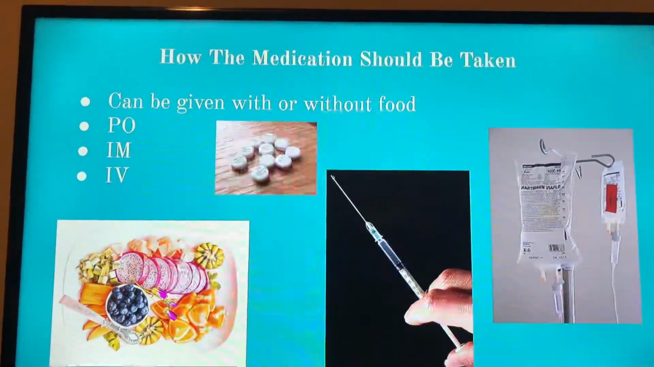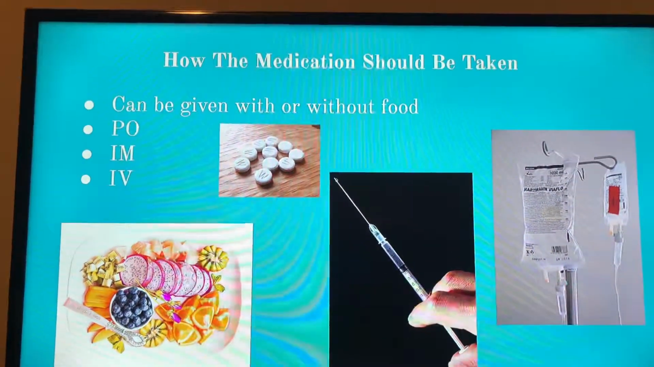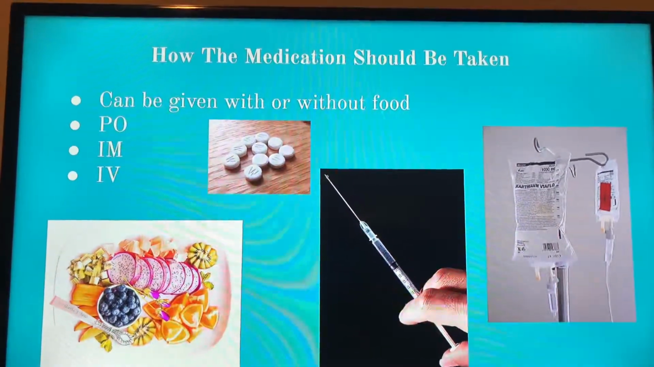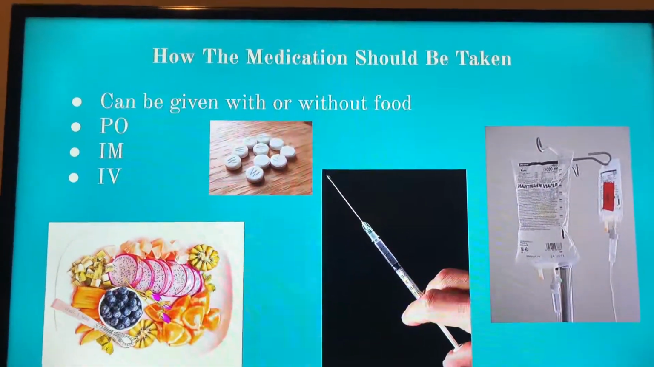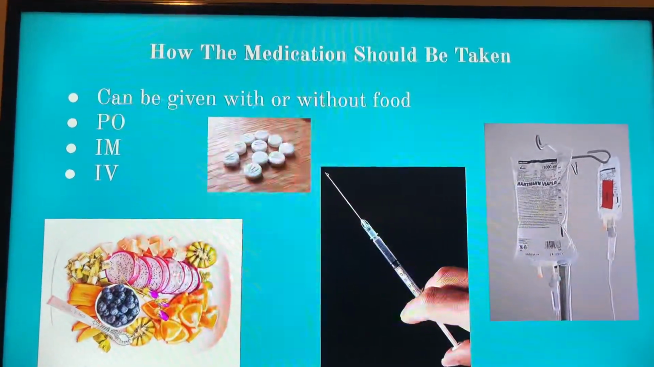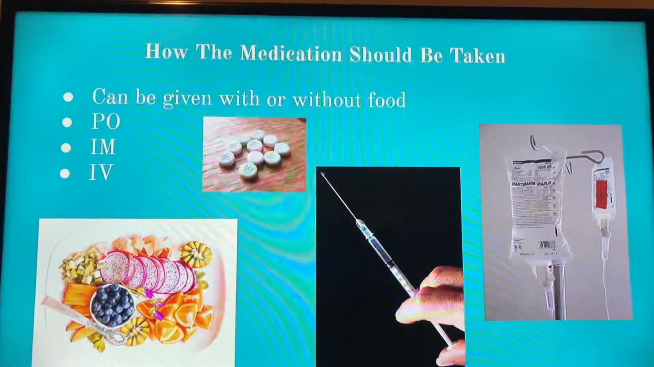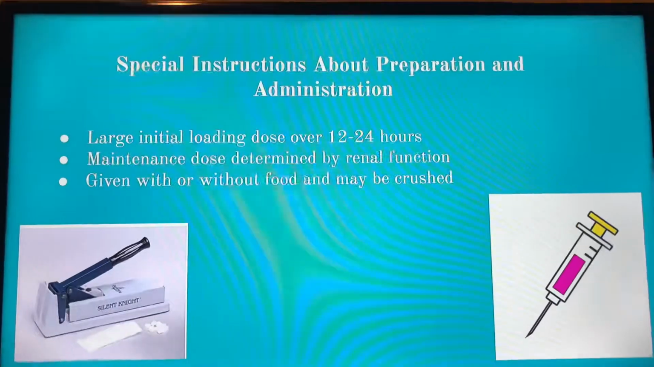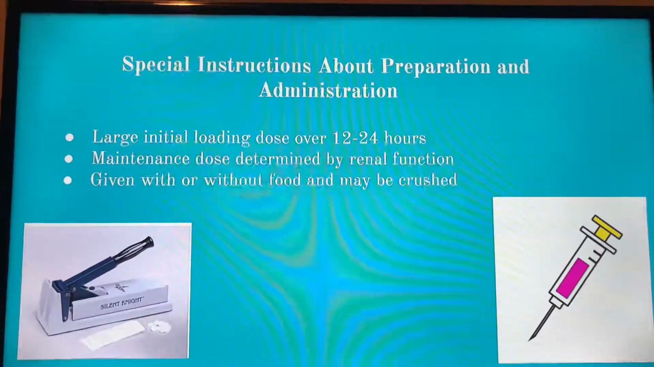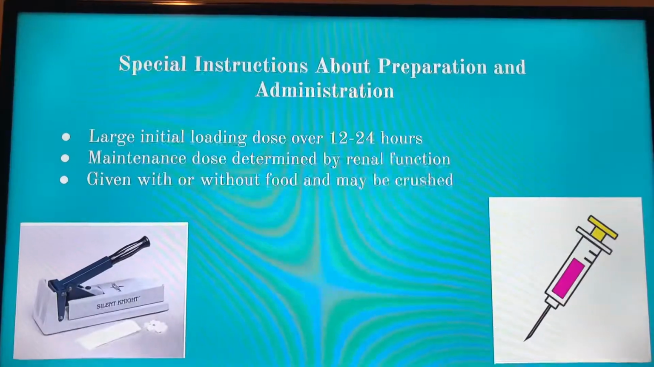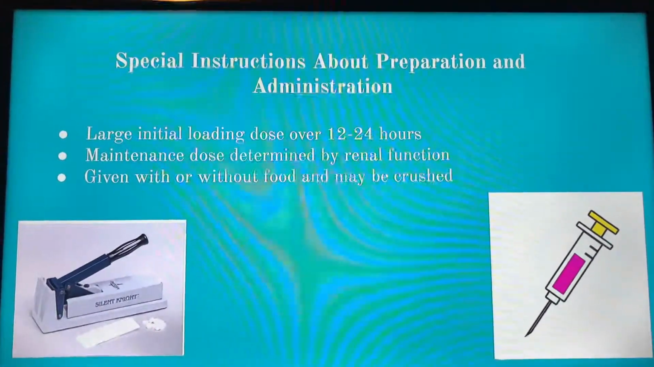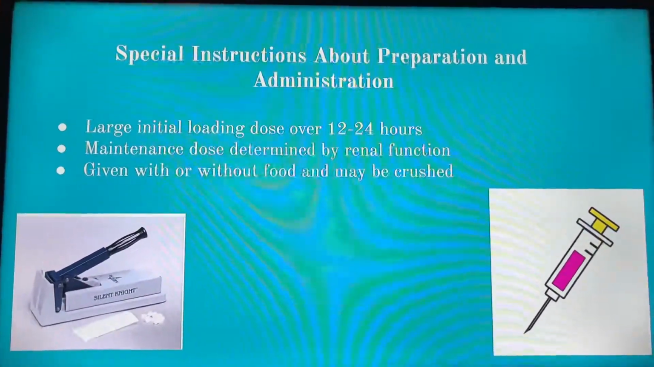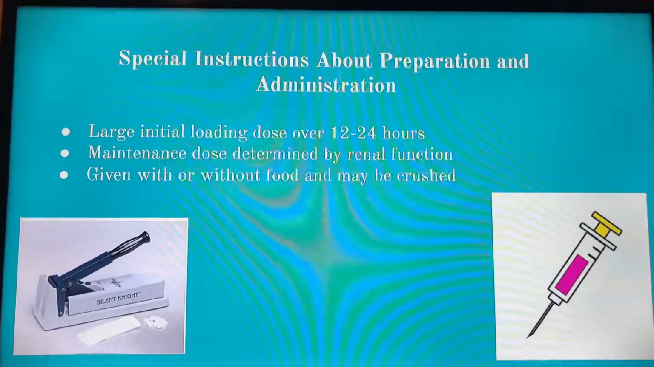Digoxin can be given with or without food. The available routes include oral, intramuscular, more specifically the gluteal muscle, and intravenous. If given orally, it is to be given on a consistent basis with regard to meals. For rapid effect, a larger initial loading or digitalizing dose should be given in several divided doses over 12 to 24 hours. Maintenance doses are determined by renal function and will be evaluated by individual response. Doses required for atrial arrhythmias are higher than those for inotropic effect.